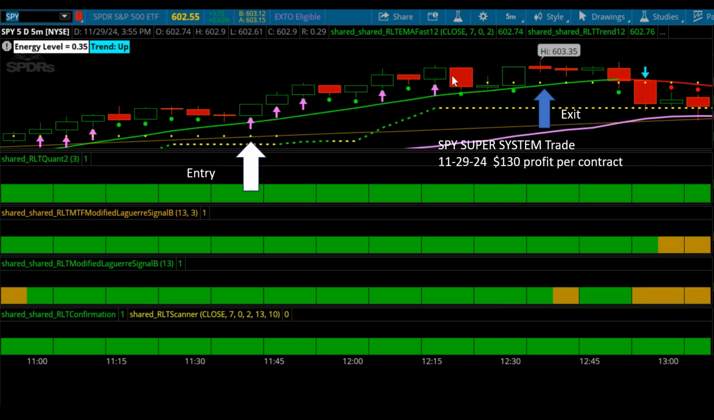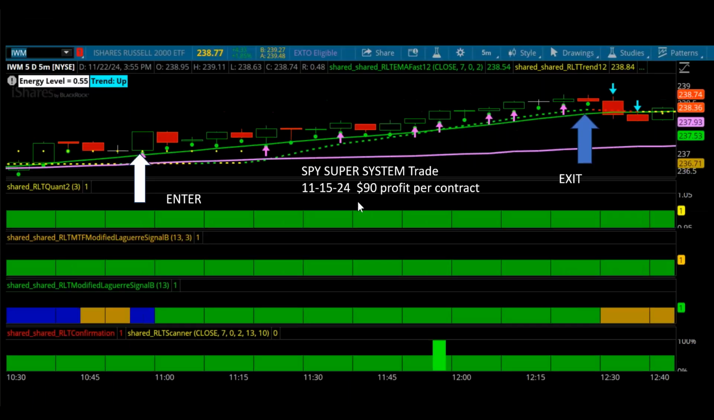You probably might have wanted to get out here. I didn't. I stayed in it because it stayed above the 15, and then I get out here when I started getting these dojis. Okay, this is another one, $90. This is fairly common. Stock comes down, touches the 15. It goes from selling red, yellow to blue buying. You get in right here, and then it didn't move up very much. This is the IWM. Wasn't moving very much, but I did get out for $90 a contract right there, profit.